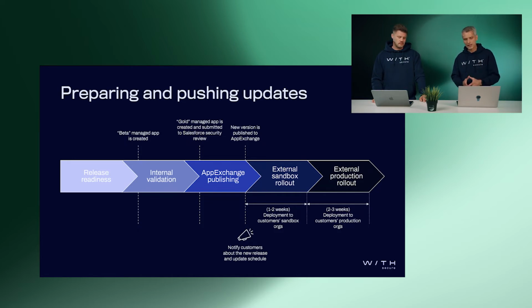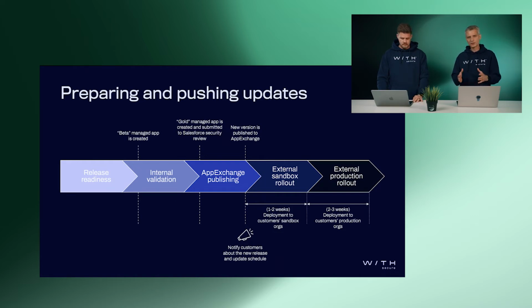And as you can see on the slide, we will do it in stages. First, we will roll out the new version to your sandbox environments, where you can also configure when and at which time those new versions should come. And once we validate the new versions in the sandbox environments, we will then proceed to the production rollout.